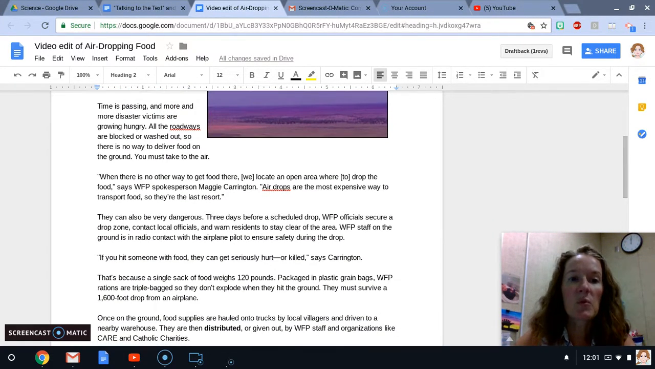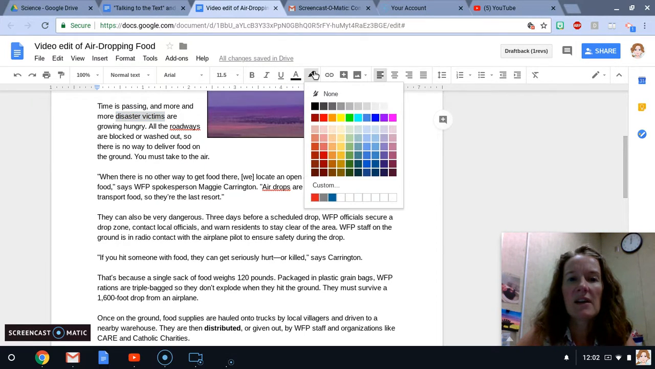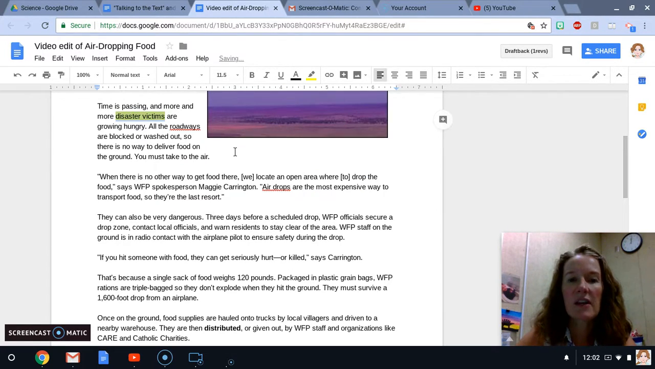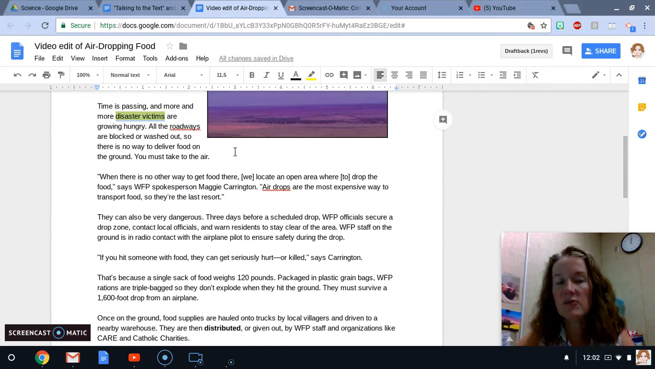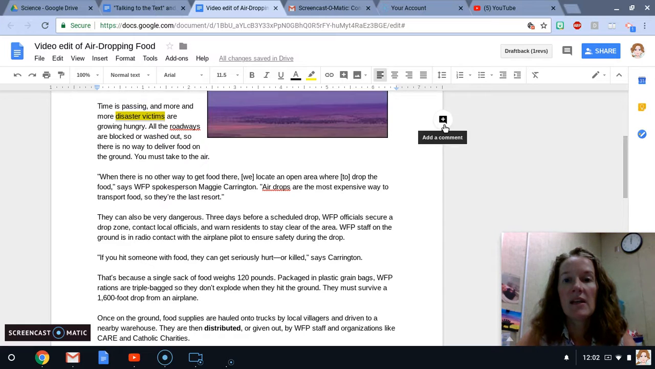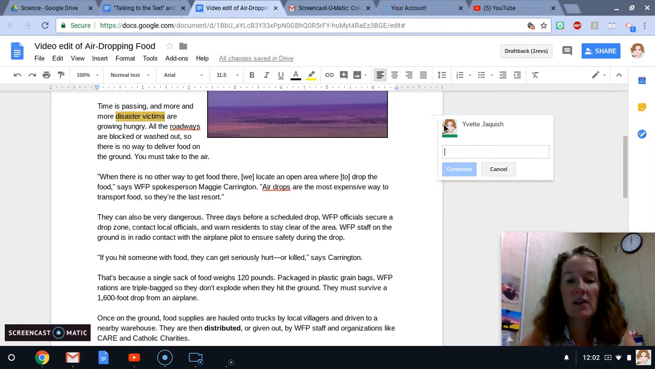"Time is passing and more disaster victims are growing hungry." Maybe is "disaster victims" a word that I need to look for later? I'm not sure. I'm going to highlight it so that I go back to look at it. "Are growing hungry. All the roadways are blocked or washed out, so there's no way to deliver food on the ground. You must take to the air." What questions might students have after reading this? Okay, and then they can add their question to the side.